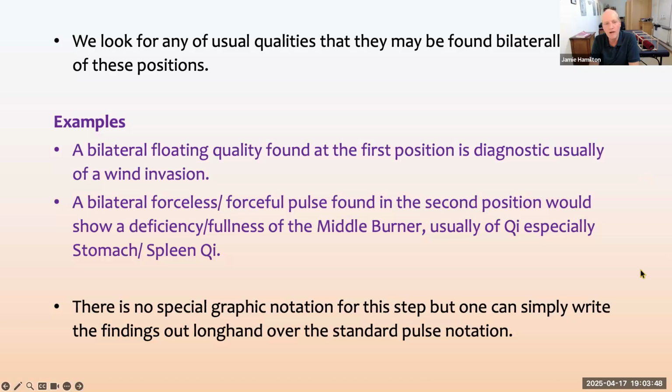A bilateral forceless, or forceful as the opposite, found in the second position would be either deficiency or fullness of the middle burner. This is just giving you some options. Just using the first one, a forceless pulse in the second position shows a deficiency of the middle burner, like the chi of the organs of digestion. In that case a forceless one would be like a gap in the picture.